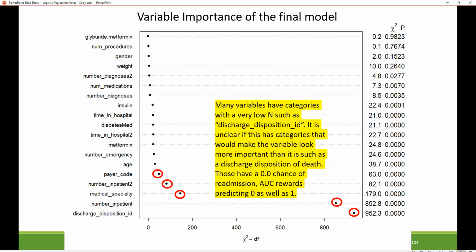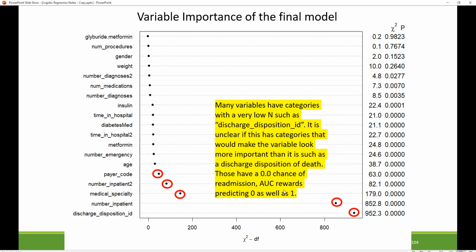Okay, so in the final model, we can now re-examine variable importance. And just to note, many variables have categories with a very low n, such as discharge disposition. It is unclear if this has categories that would make the variable look more important than it is, such as a discharge disposition of death, because death would have a 0.0 chance of readmission. It's important to note that area under the curve rewards predicting 0 or no death, as well as 1, which would be death.